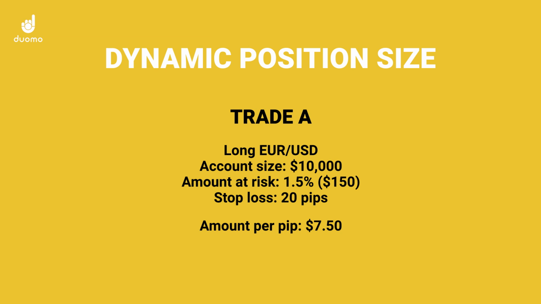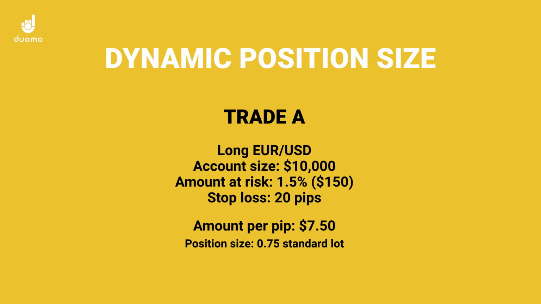Now, if your account is already in dollars, that should make things relatively easy for you. You know that if you open 0.75 of a standard lot of Euro US dollar, because remember we're going long Euro US dollar, then you'll be risking $7.50 per pip, which for your stop loss of 20 pips means that you have a total at risk of $150, which is 1.5% of your account.